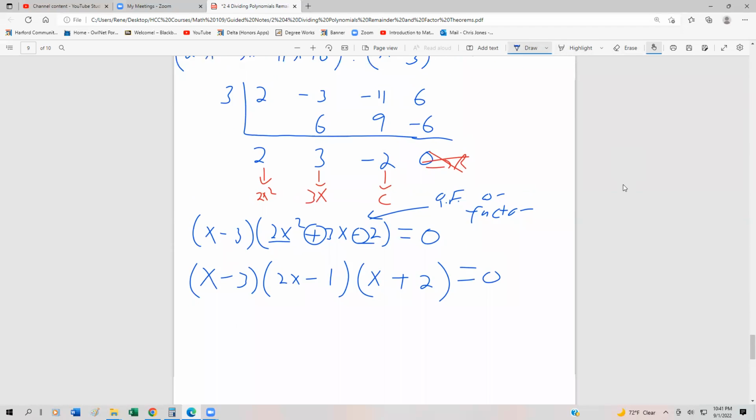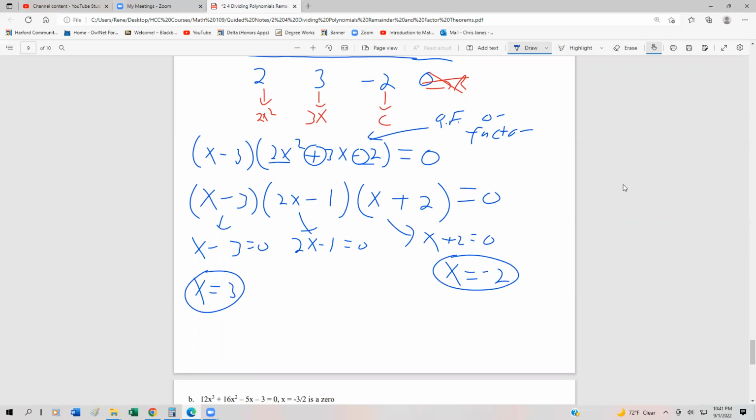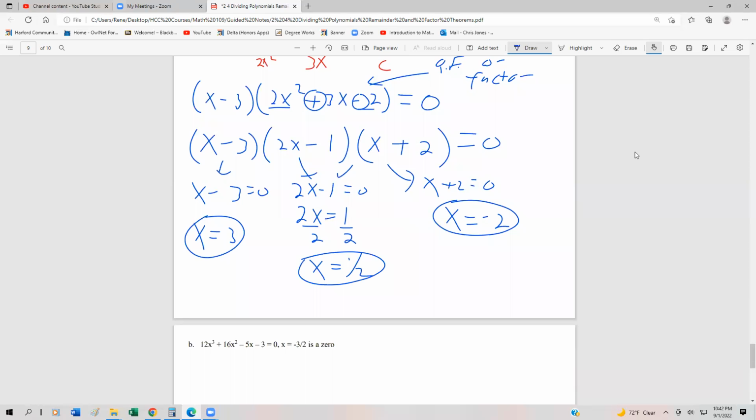And so now we can finish by solving, because remember, we could set each of the factors equal to 0. So we have x minus 3 equals 0, 2x minus 1 equals 0, x plus 2 equals 0. One of the solutions we already knew was x equals 3. Another solution, we just subtract 2 from both sides and x is -2. Finally, we add 1 to both sides of this equation, and then we divide by 2. And so our final answer is going to be 1/2. If we were to write this in solution set notation, we could say x equals 3, 1/2, -2.